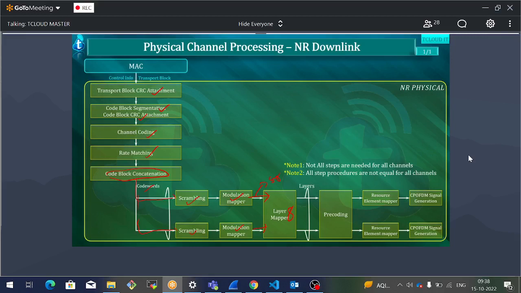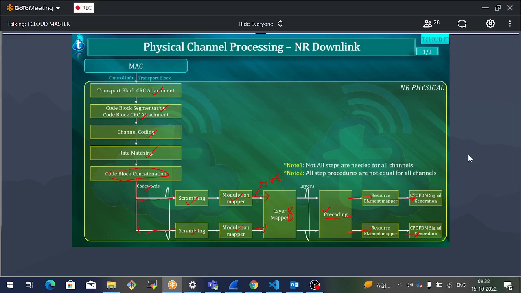Then the pre-coding matrix that is indicated from the receiving antenna in the form of your channel information is used, and by using that, the pre-coding would take place. Then you start mapping the channels onto the resource elements. Finally, you generate the CP OFDM signal.